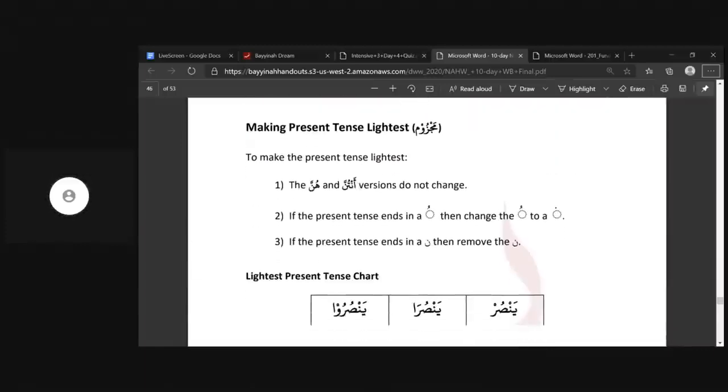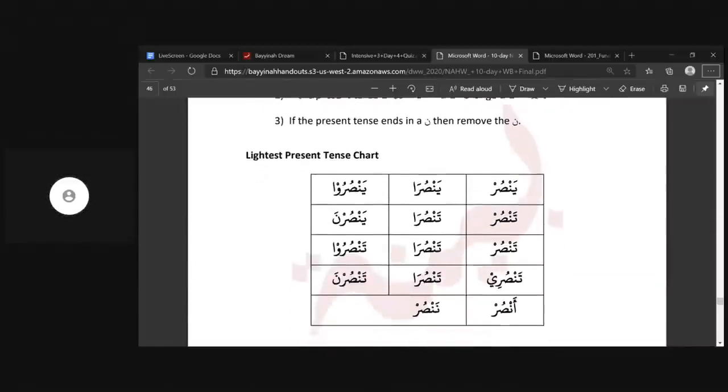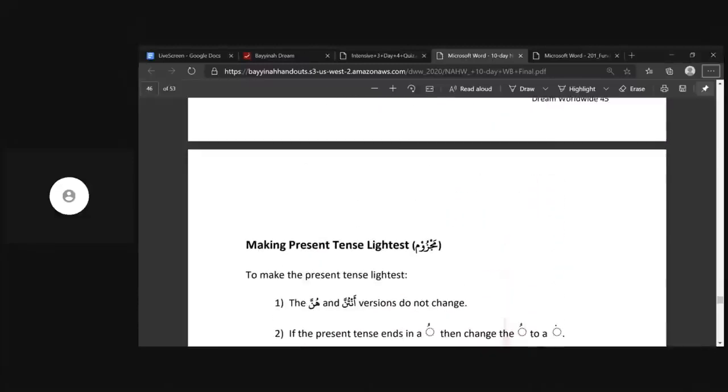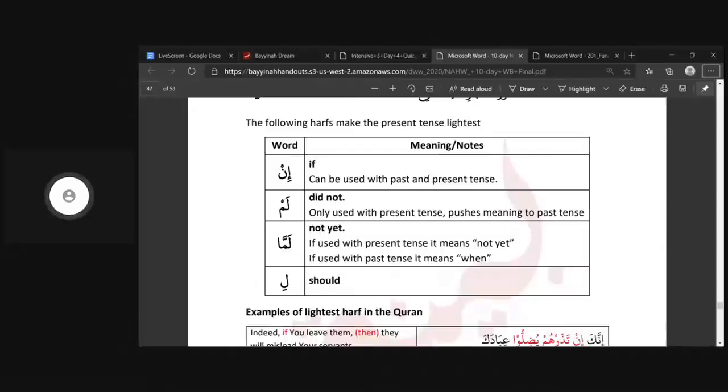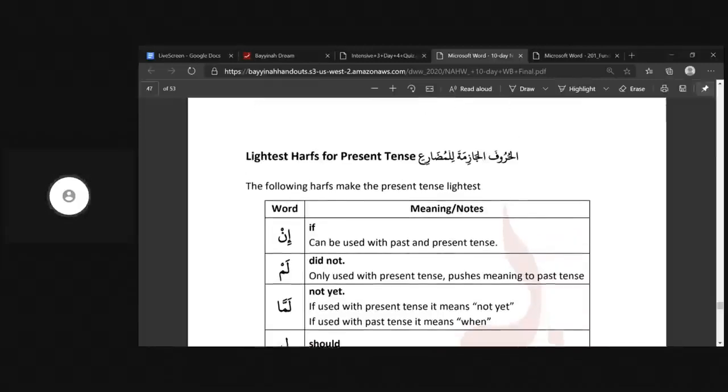Speaking of lightest, just like we had the harf of light, we have the harf of lightest: lam, lamma, wal, fal, and li. Ustad mentioned that there's wal, fal here, but it's just not included. So lam, lamma, wal, fal, and li. If you see any of these harfs followed by a present tense fi'l, then that present tense fi'l will be made lightest. Now we talked about the effect of what lightest looks like. Now let's talk about what light looks like.